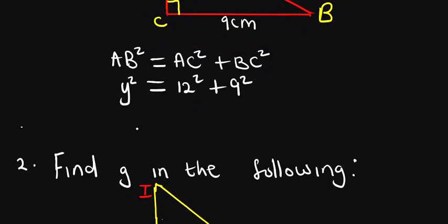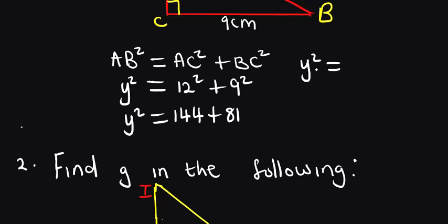Now, y squared is equal to 12 squared, which is 144, plus 9 squared, which is 81. Right. y squared is equal to 144 plus 81, which is 225. Now, remember, we are solving for y, not for y squared.